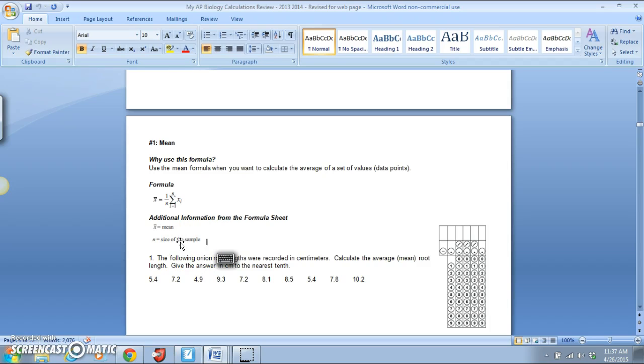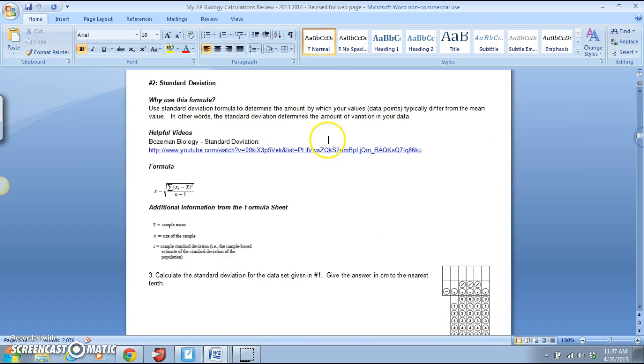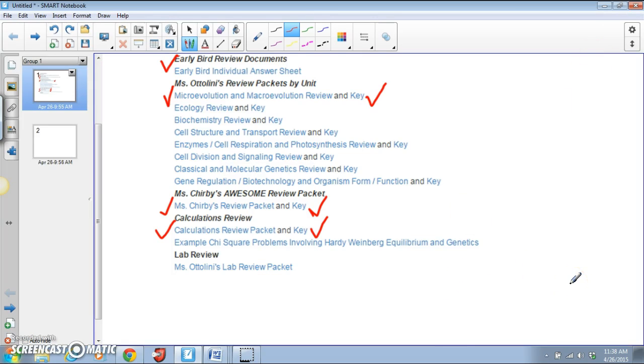Sometimes they will define the terms, for example, x with a bar over it means the mean, and n means the size of the sample. Some of the calculations will also list links to helpful videos, like this one has a Bozeman biology video on standard deviation. And the key, if you open it up, is a PDF document, and it gives you all of the answers for each of the questions in the packet, as well as the work associated with those questions.